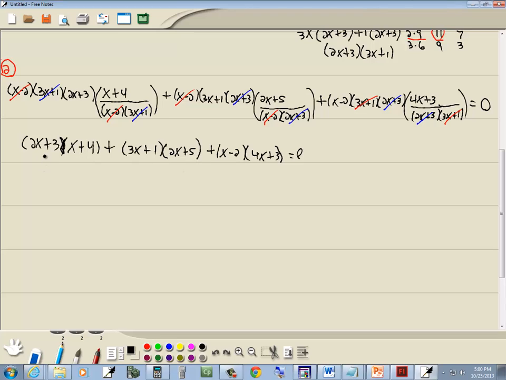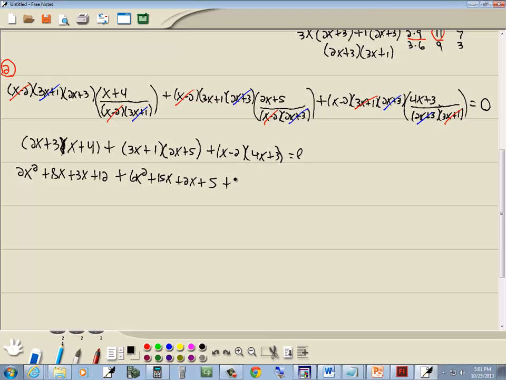Well, let's multiply these together now. 2x times x is 2x squared. 2x times 4 is 8x. 3 times x is 3x. 3 times 4 is 12. Plus 3x times 2x is 6x squared. 3x times 5 is 15x. 1 times 2x is 2x. 1 times 5 is 5.